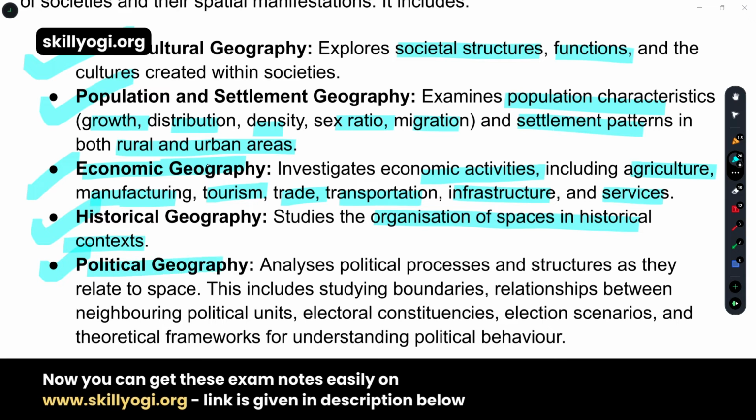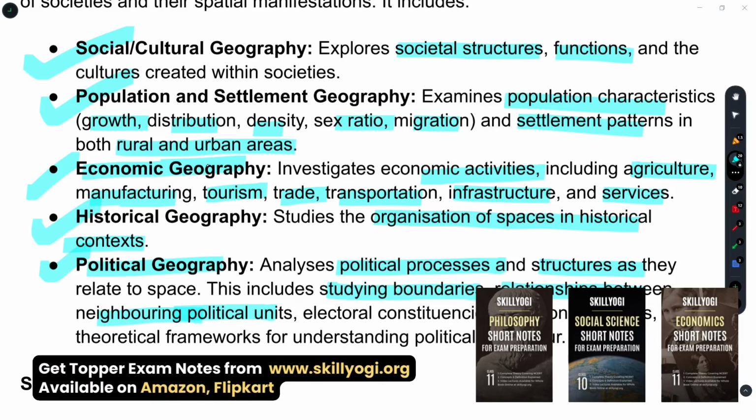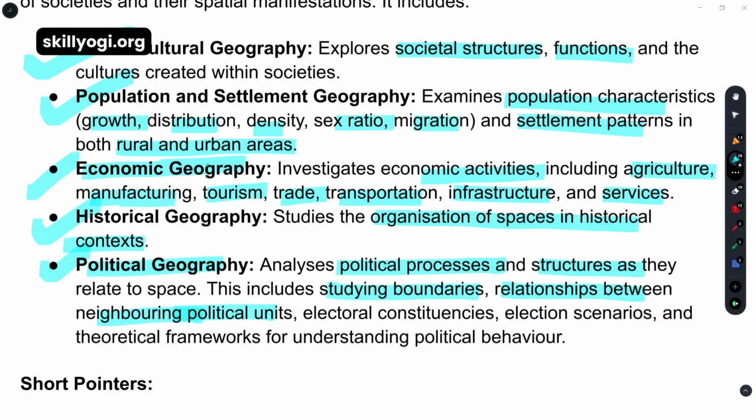And political geography, what does it mean? It analyzes political processes and structures, and includes studying boundaries and relationships between neighboring countries. We have a total of 9 neighboring countries, and how is the relationship between India and its neighboring countries? That is also a subject matter of political geography. Like election scenarios, for what time spans and the breaks between them the elections take place, everything is the subject matter of political geography.